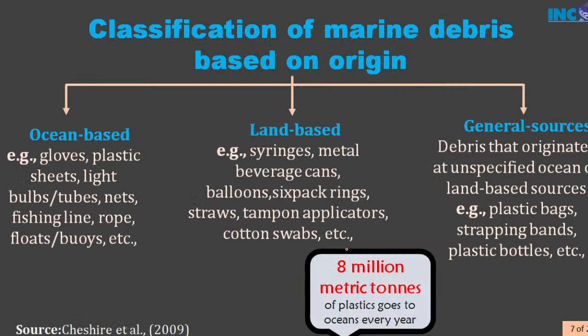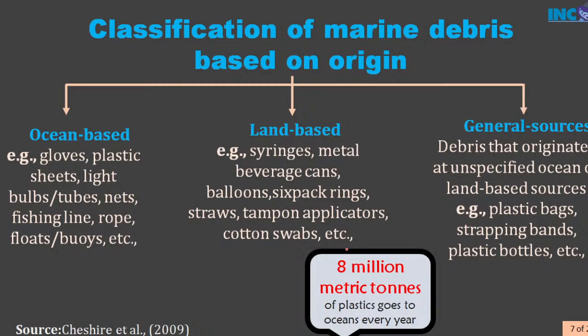These are the classifications of marine debris based on origin, mainly ocean based. Ocean based means directly from ships or fishing activities. This kind of source will be there. Land based means medical waste, metal beverage cans, balloons, and six-pack rings due to our amusement activity. Then a lot of debris will accumulate on beaches, which will also create a nuisance to the coastal aquatic ecosystem.